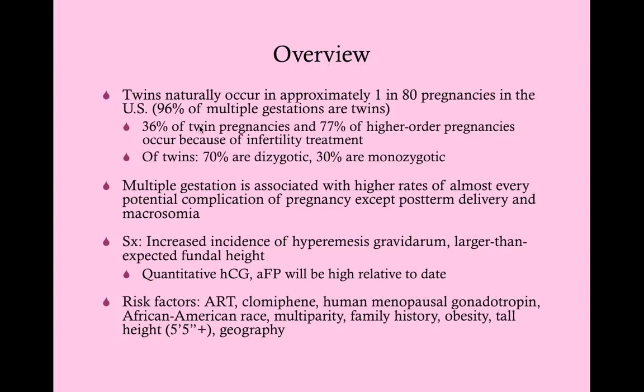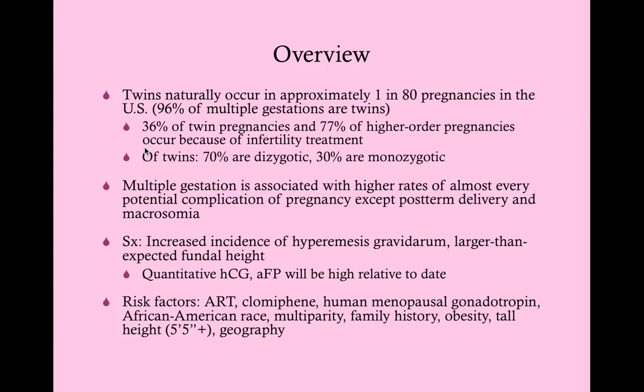Additionally, 96% of multiple gestations are twins. So when we say multiple gestations, we're primarily talking about twins. However, 4% of the multiple gestations are actually higher order, triplets, quadruplets, and so forth. Now, when we're talking about those higher order gestations, triplets and quadruplets, 77% of those occur from infertility treatment. So that's, like I said, infertility treatment is things like in vitro fertilization. It's also things like clomid, clomiphene, which induces ovulation. Certainly that will raise your risk of multiple ovulations.